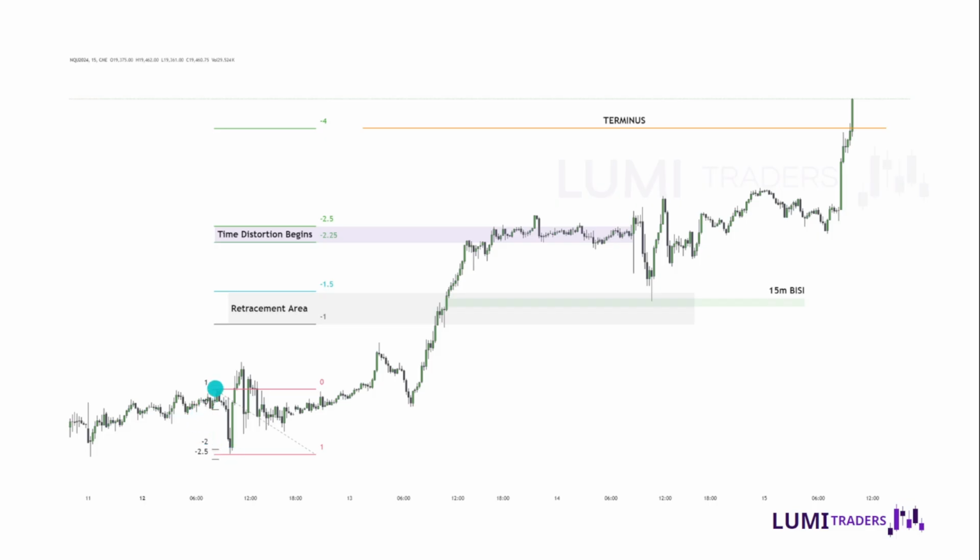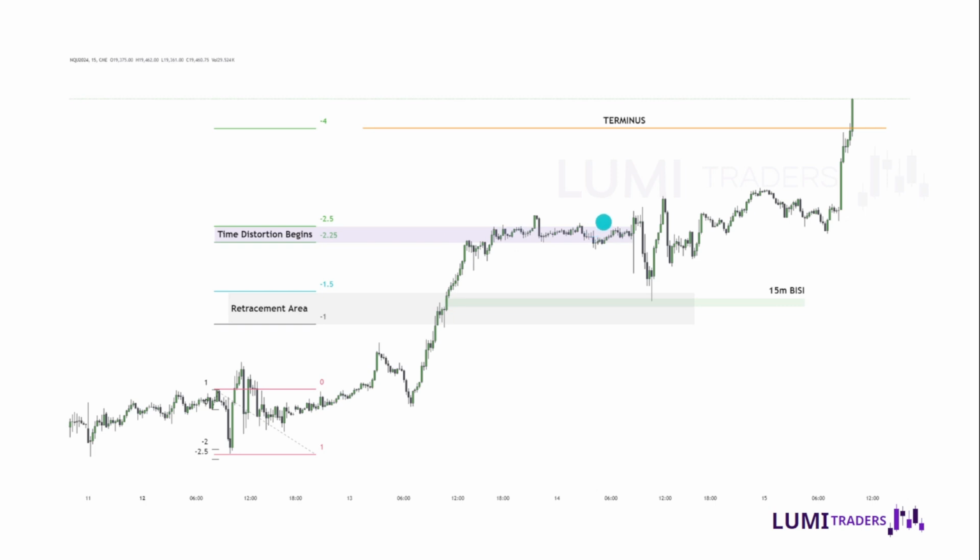As you can see, I projected a move from this consolidation leg. From this low to this high, we got exactly 2 and 2.5 standard deviation. After this, I use this leg to project my manipulation leg projections, right? My time distortion starts right here, between 2.25 and 2.5. Perfect. We're consolidating right here, right?